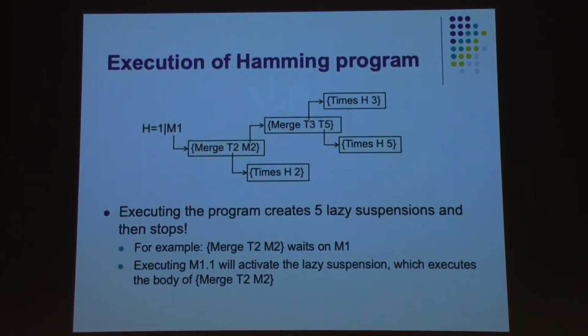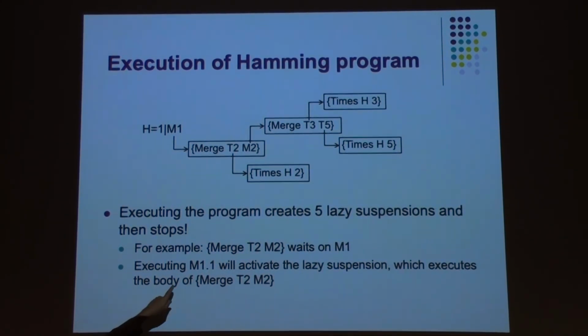Okay? When you run H equal that, you will create 5 threads, and they will all suspend. And that's it. It just sits there like that. Okay? And now, if you want to execute this, you have to bind. You have to need something. So let's say I want to know the second element of H. I will do M1.1.